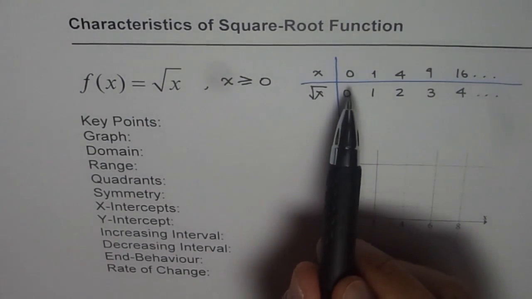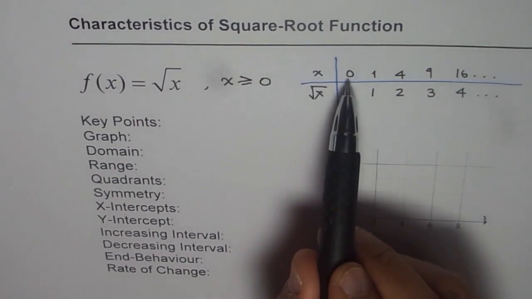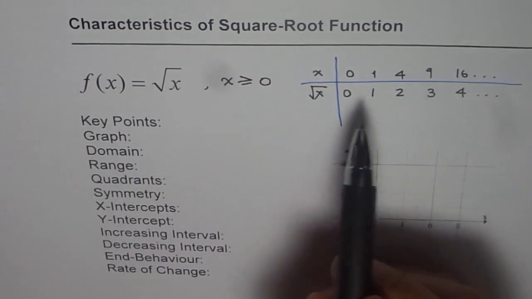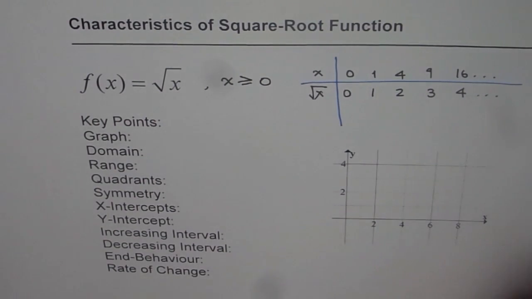So these are good values to take: 0, 1, 4 and 9. They are very good values to take for a square root function. So whenever you do transformations, I'll recommend that you take values like 0, 1, 4, 9 for x. Just plot these values on the graph.